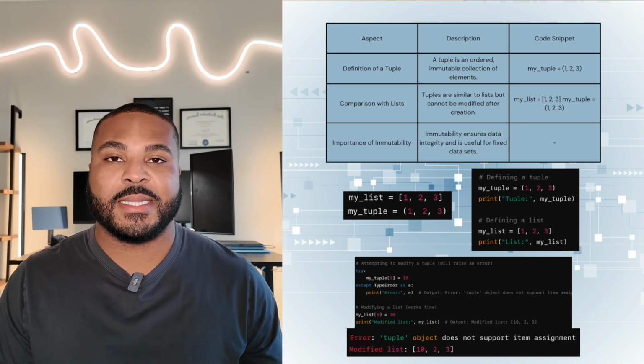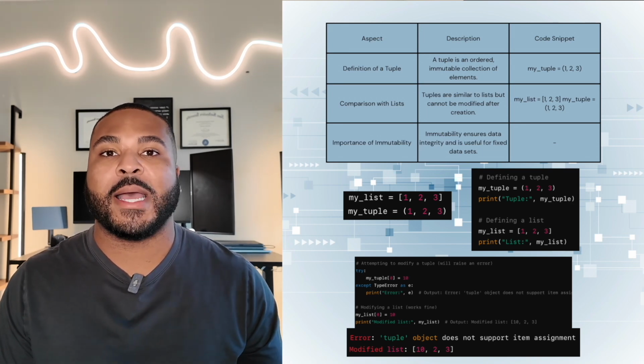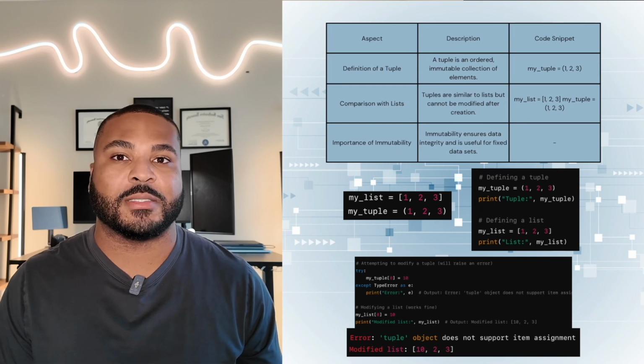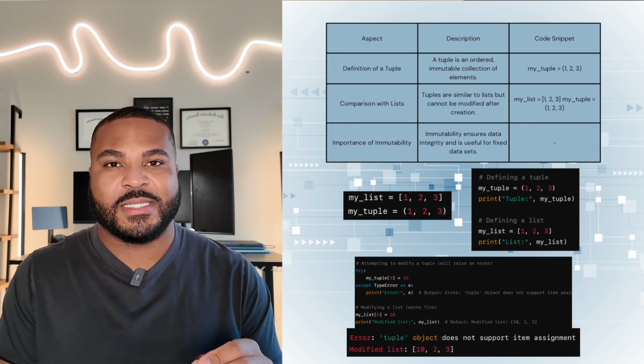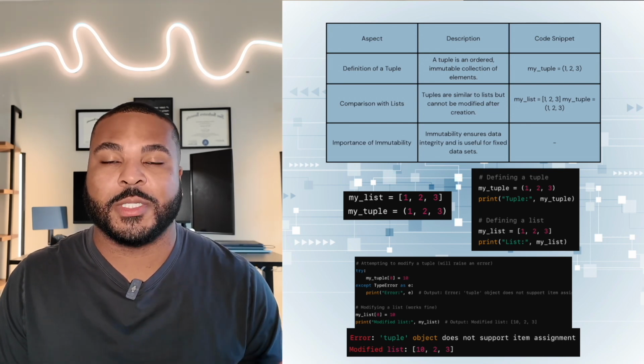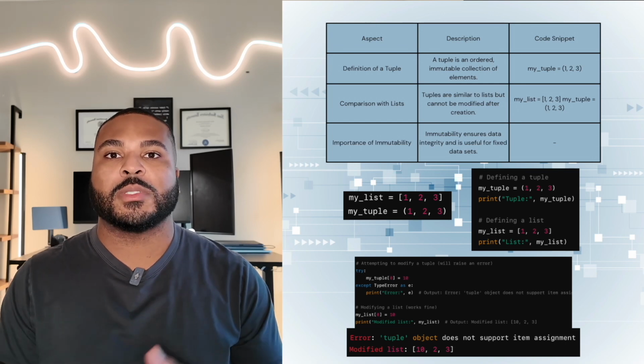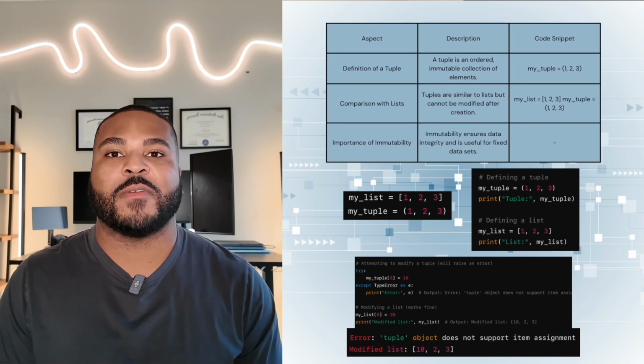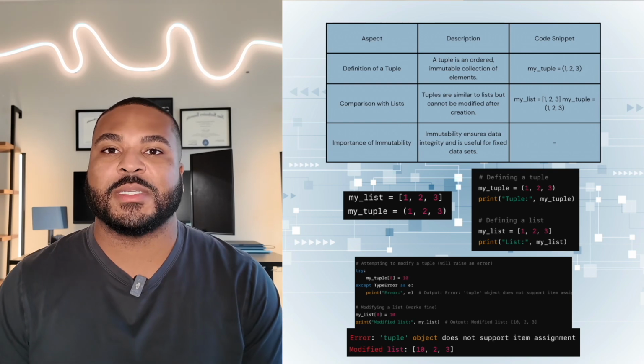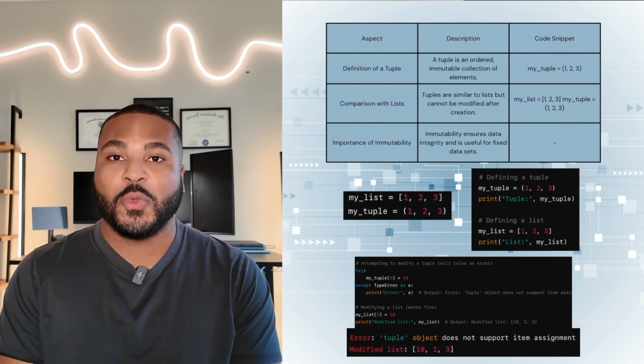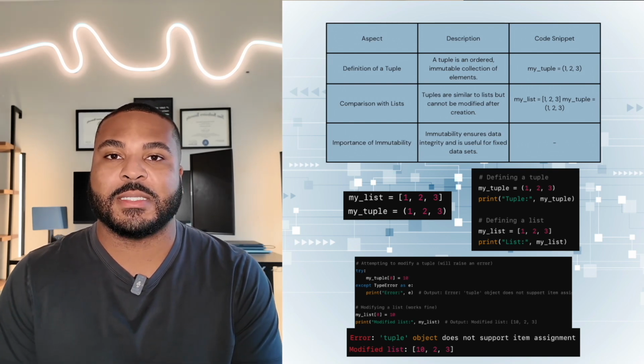Tuples are similar to lists in that they can store multiple elements and are ordered collections. However, the key difference is that lists are mutable, which can be modified, while tuples are immutable and cannot be modified. So lists are defined using square brackets, while tuples are defined using parentheses.